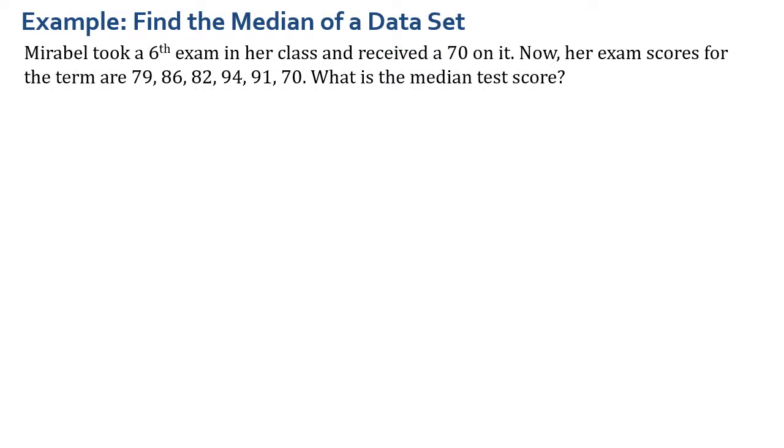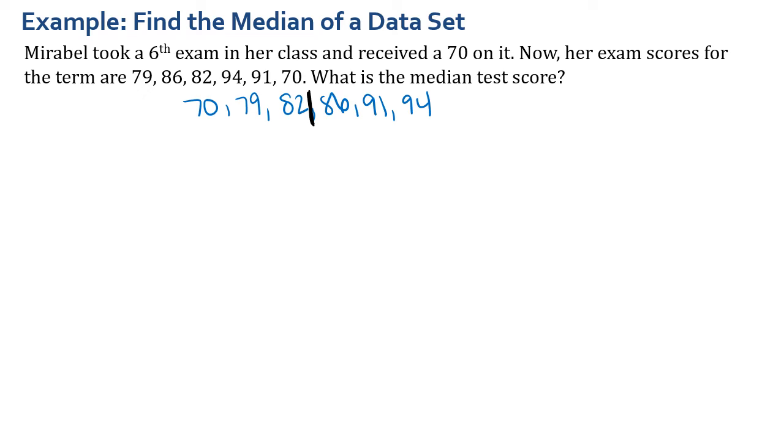Okay, now let's assume that Mirabel took a 6th exam in her class and received a 70 on it. Now her exam scores for the term are 79, 86, 82, 94, 91, and 70. What is the median test score? If I put these in order, it's going to be 70, 79, 82, 86, 91, and 94. So now I have an even number of data values. So the middle is going to happen right in between 82 and 86.